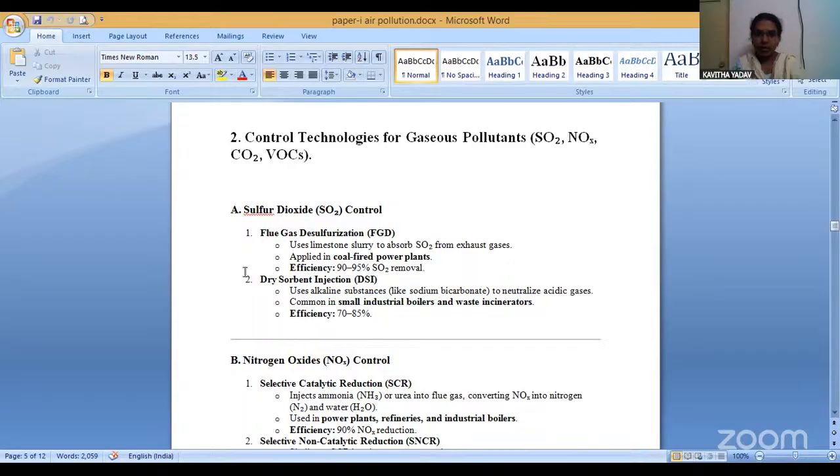Next one is dry sorbent injection. Dry sorbent injection uses alkaline substances like sodium bicarbonate to neutralize the acidic gases released from small industries, boilers, and waste incinerators. The efficiency of dry sorbent injection is 70 to 85%.